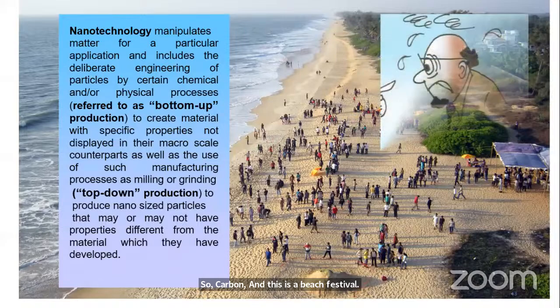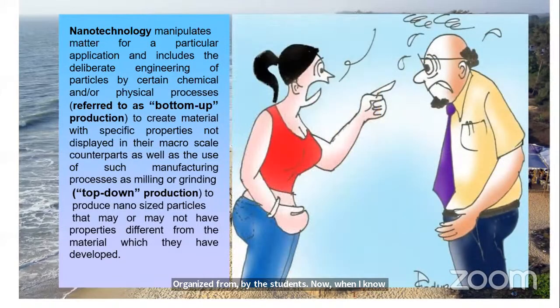Now, nanotechnology manipulates matter for a particular application and includes the deliberate engineering of particles by certain chemical or physical processes. There are two different types of approach for the synthesis of nanotubes or nanomaterials. One is bottom-up production and the other one is top-down production.